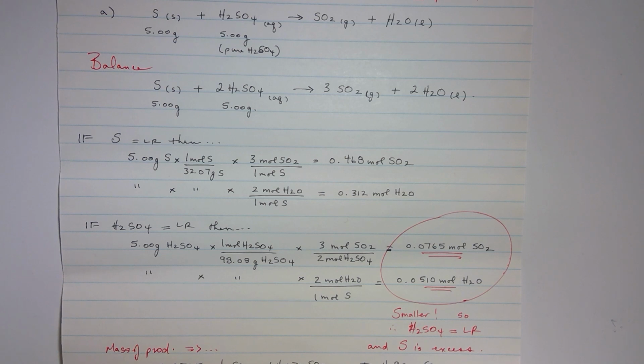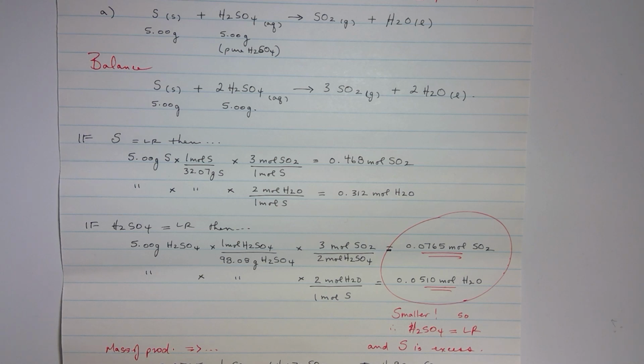So I have two reactants. I want to know which one is the limiting reactant. That means which one of these two will deplete first, will run out first. If you're cooking and you run out of one of your ingredients, well, it's going to limit what you're producing. And same thing here.